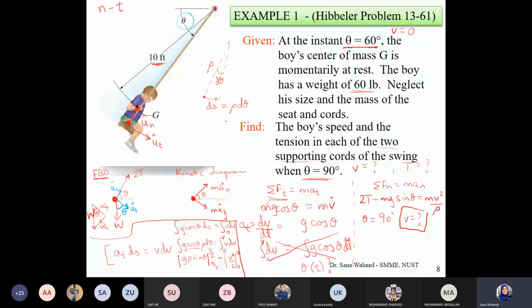So I can solve this. इसमें limits plug in करनी है. I will leave that up to you guys, and I can find my velocity.